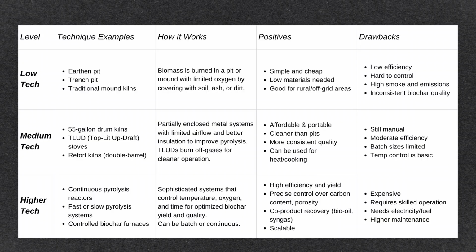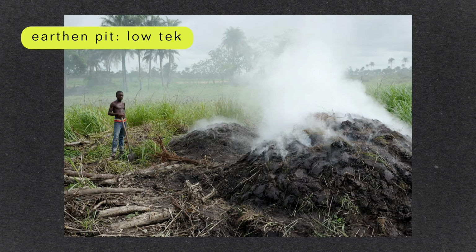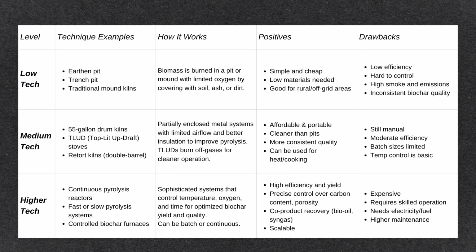So now we're going to get a bit deeper into the different technique examples. Here you can see this chart is organized from low tech, medium tech to high tech, and it shows in words how it works, what are the positives and what are the potential drawbacks. On the low tech, we have something like an earthen pit method or a trench pit or traditional mound kilns. As it says here, the biomass is burned in a pit or mound with limited oxygen by covering with soil, ash, or dirt. You can cover it with a number of other things. It's just really to keep the oxygen out.